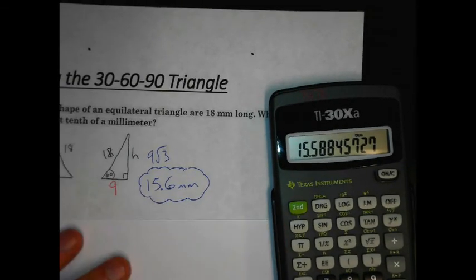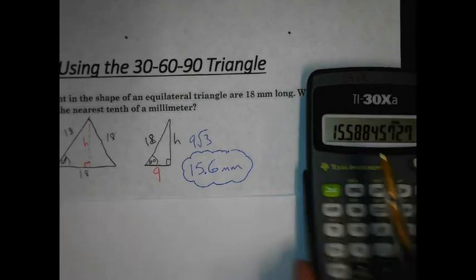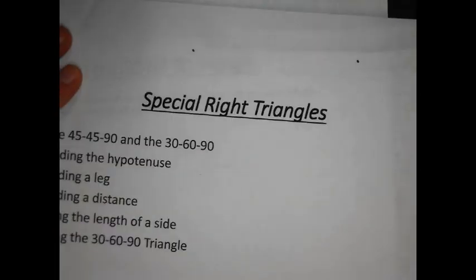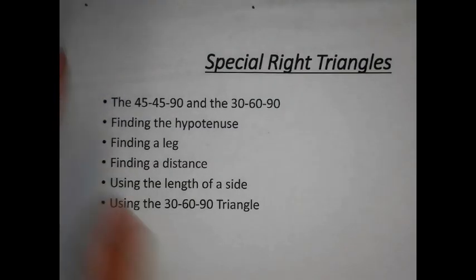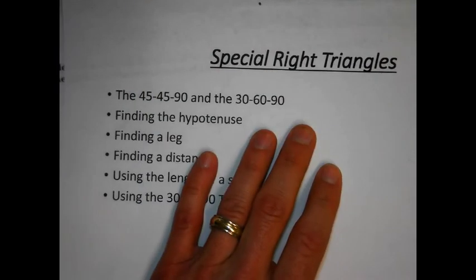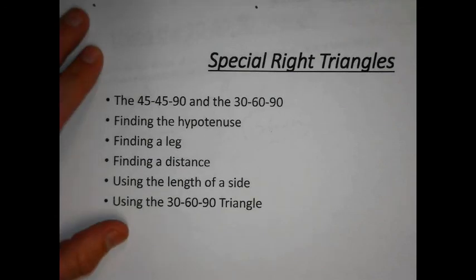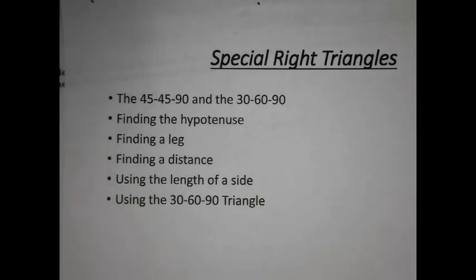So that's the 30, 60, 90 triangle. Hopefully you learned some stuff in this lesson. Look at everything we covered in special right triangles. We got the 45, 45, 90. We got the 30, 60, 90. We found lengths. We did everything. Hopefully you enjoyed it, because we're getting into some trig next.